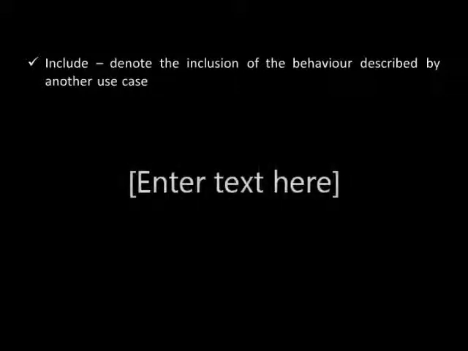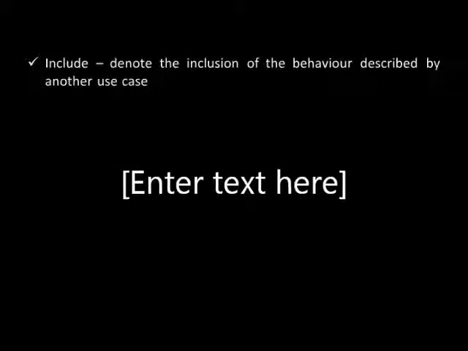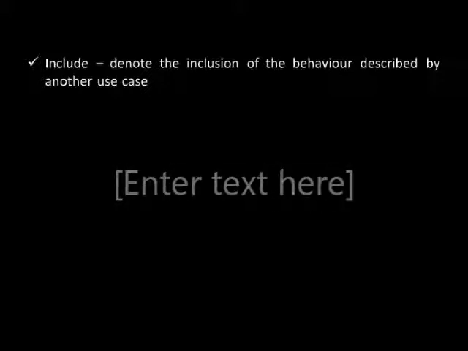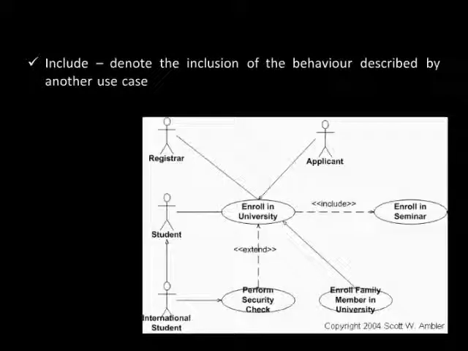An include dependency is a generalization relationship denoting the inclusion of the behavior described by another use case. It is the invocation of a use case by another one. You use include dependencies whenever one use case needs the behavior of another. Introducing a new use case that encapsulates similar logic that occurs in several use cases is quite common.